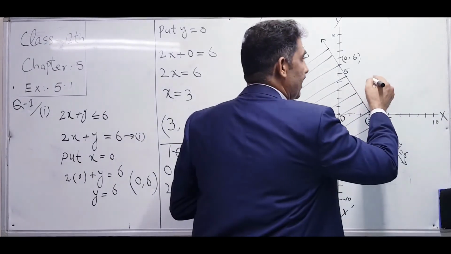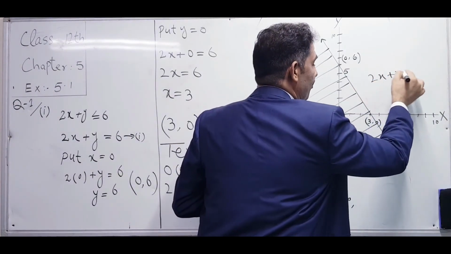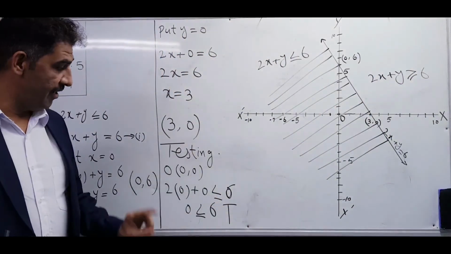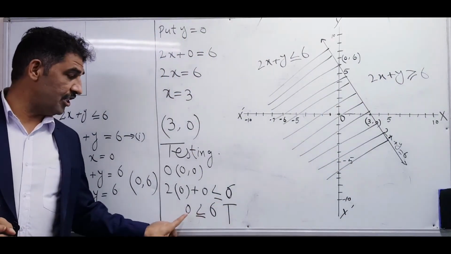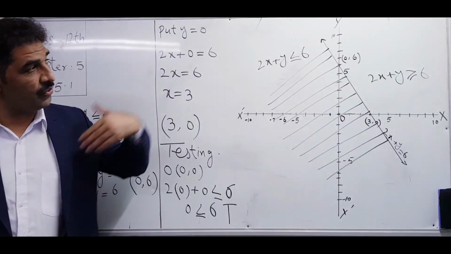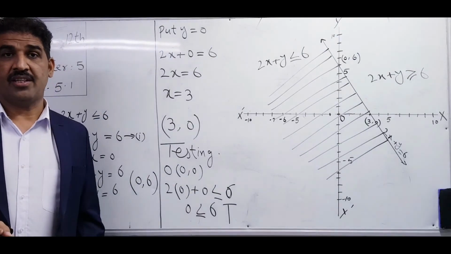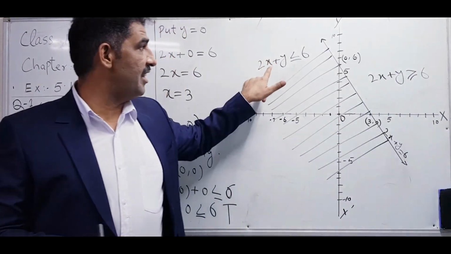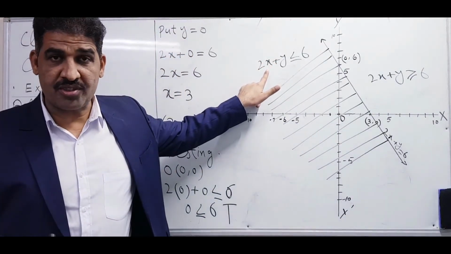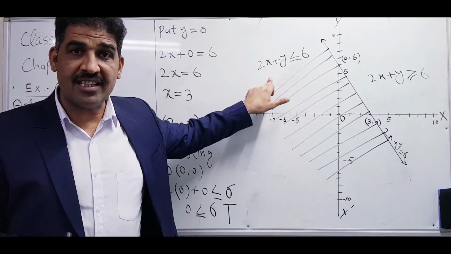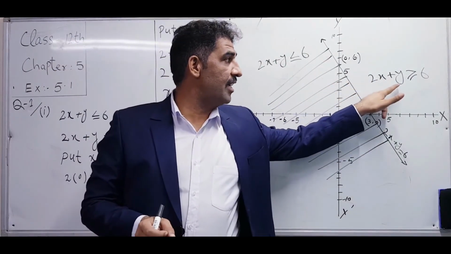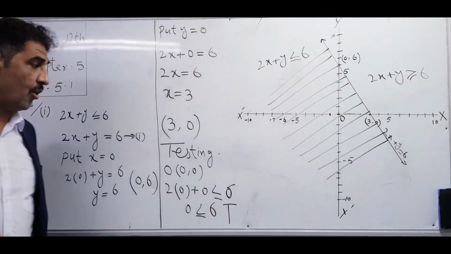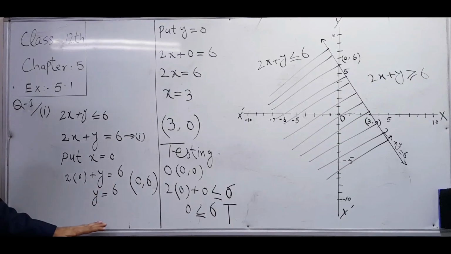If it is written as 2x plus y greater than or equal to 6, then we shade the other portion. Why? Because 0 is greater than 6 is false, so we shade the other side. The procedure is the same: same line, same point. If given 2x plus y less than or equal to 6, we solve it like that. If given 2x plus y greater than or equal to 6, we shade the other side of the origin. Hope all of you are clear?